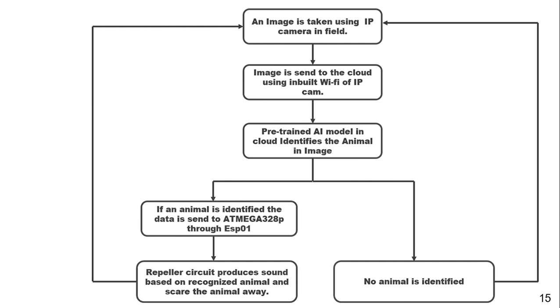A screenshot of the stream will be taken from the program inside our cloud, which will be taking the images, resizing them, and giving them to the AI model. The AI model identifies if there are any animals, and if there are, the data is sent to the Atmega 328P microcontroller via the ESP01 module. Then the Atmega 328P checks if an animal is present. If an animal is present, it takes the audio related to the recognized animal and scares the animal away. If no animal is identified, then the process is repeated again and again.